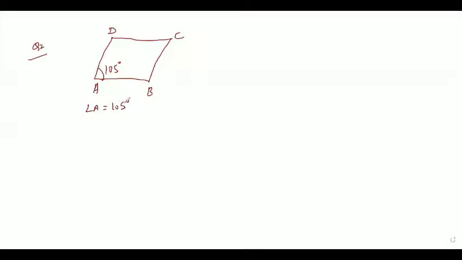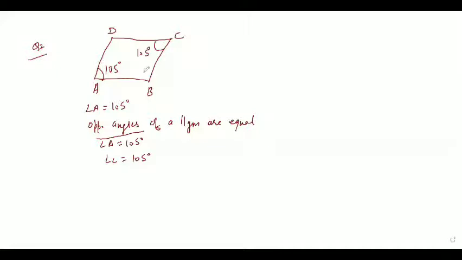So we all know that opposite angles of a parallelogram are equal. So if angle A is 105 degree, angle C will also be 105 degree, because opposite angles of a parallelogram are always equal. So angle C will be 105 degree for sure.